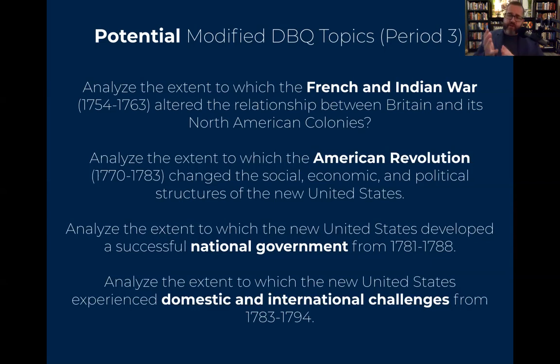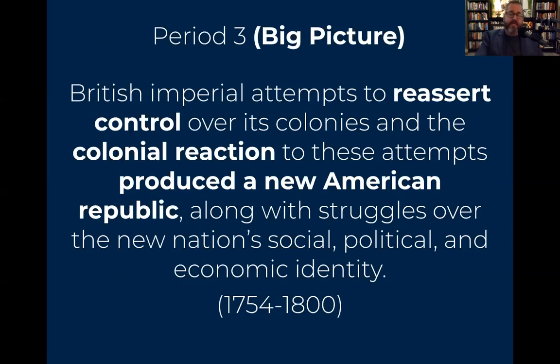So out of these, the French and Indian War, the American Revolution, a new national government structure, or domestic and international challenges, what we're going to call the growing pains of a new nation, these could be good areas to really focus our understanding of period three in moving towards a modified DBQ.